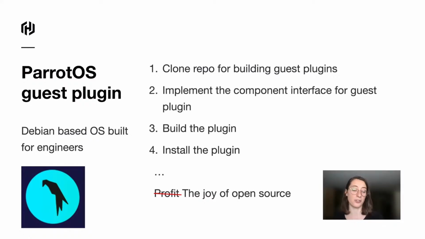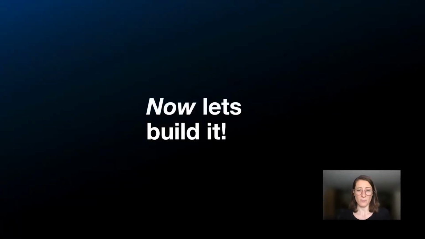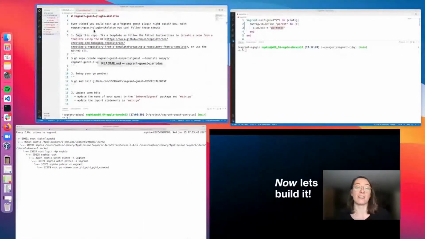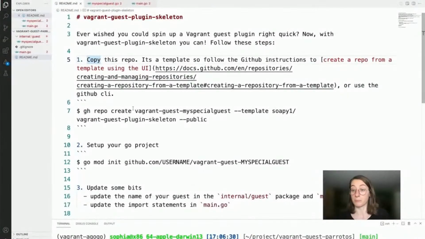Today I've chosen to build a Parrot OS guest plugin. This is a Debian-based OS. And now that you know as much about Parrot OS as I do, we can all build this together. So the first thing we're going to do is clone our repo. We have a little skeleton repo. We're going to then implement our detect and parent functions, so implement our guest interface. And we're going to build a plugin, install it into a Vagrant project, and run it.